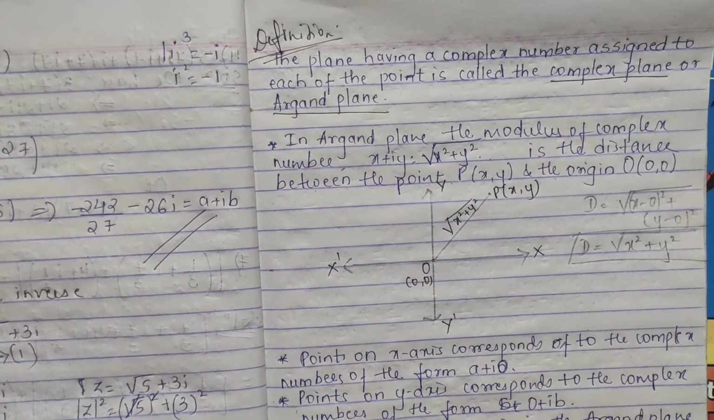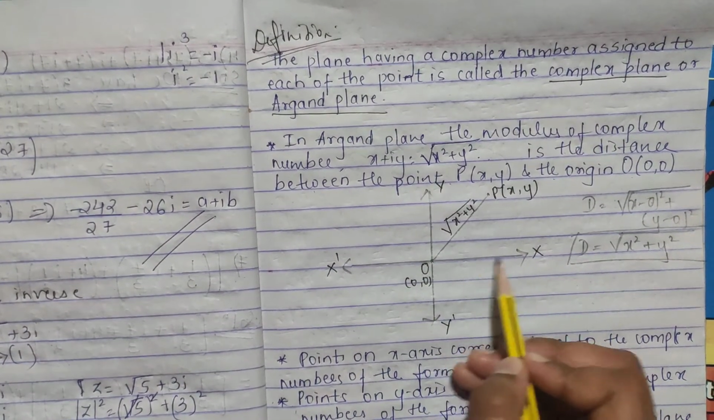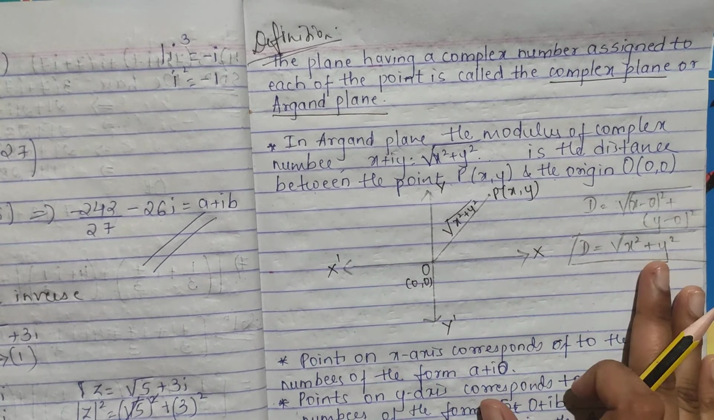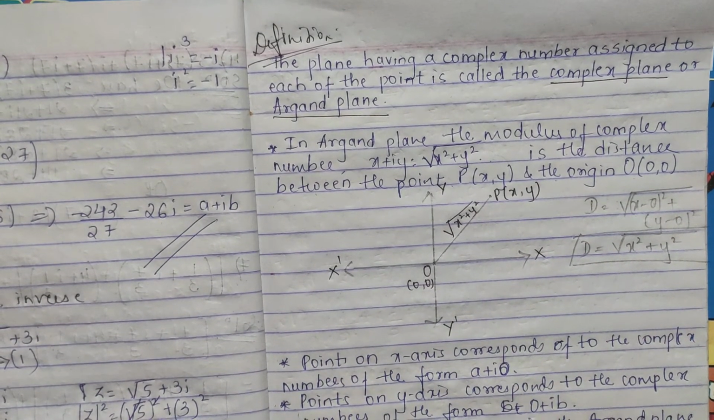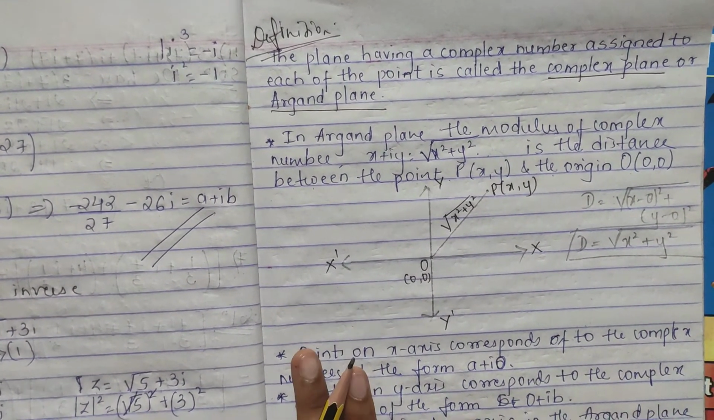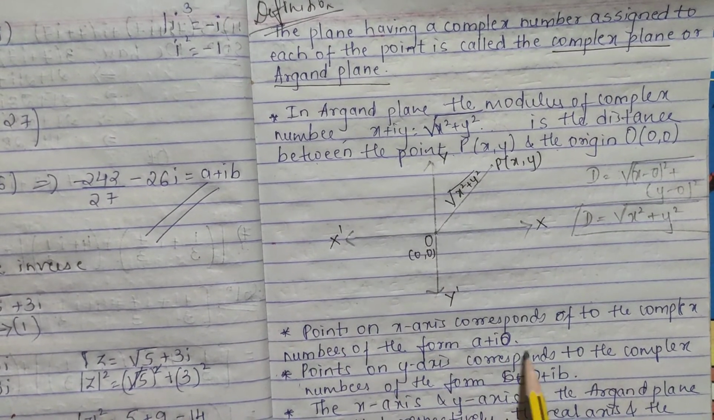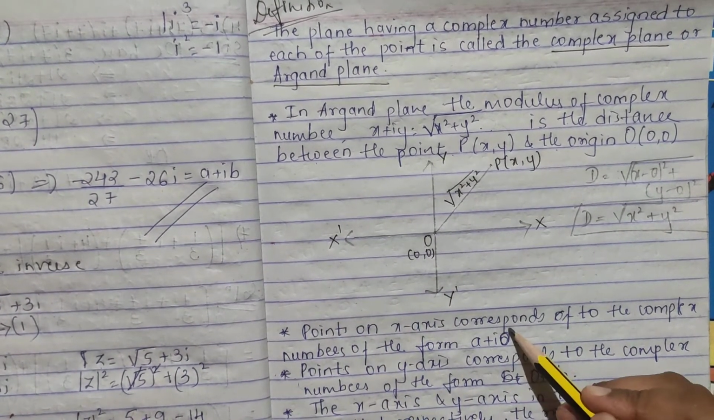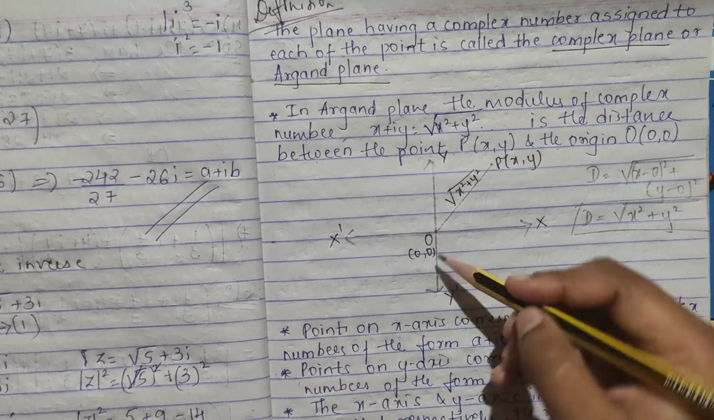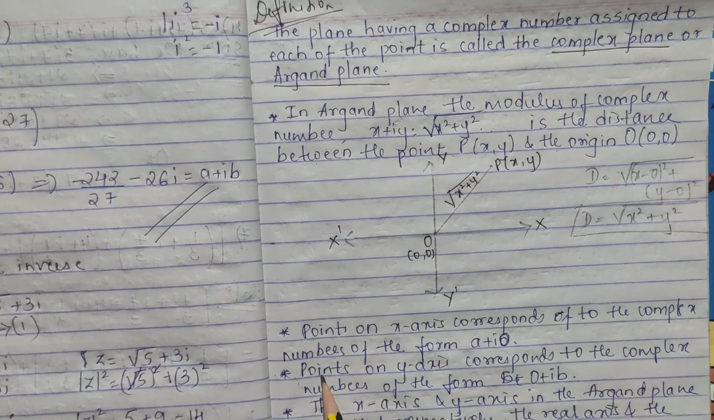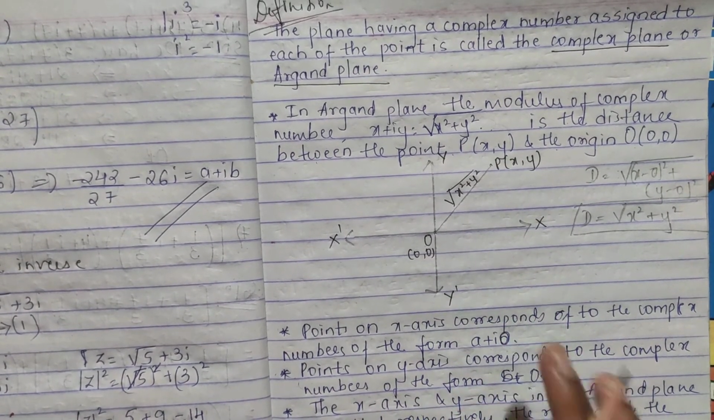Now we have some more points. Points on the x axis correspond to a complex number of the form a plus i0. A plus i0 means your y-axis part will be, I mean sorry, not negative, it will be 0.